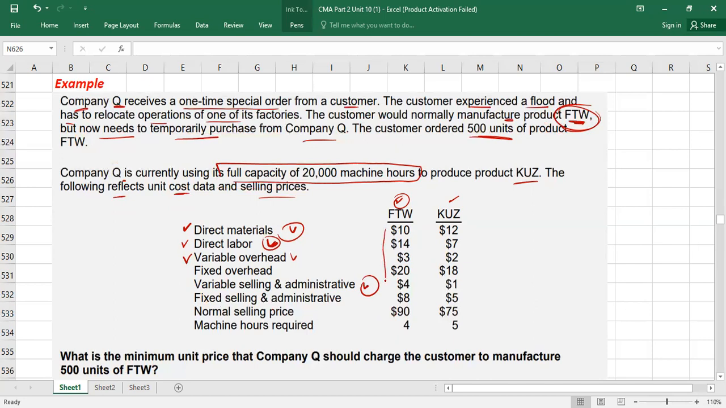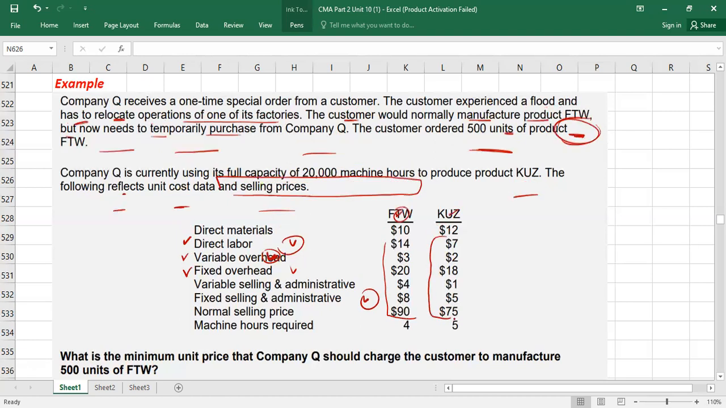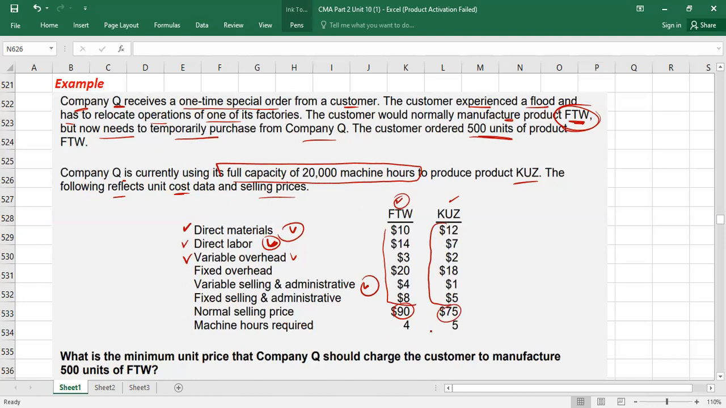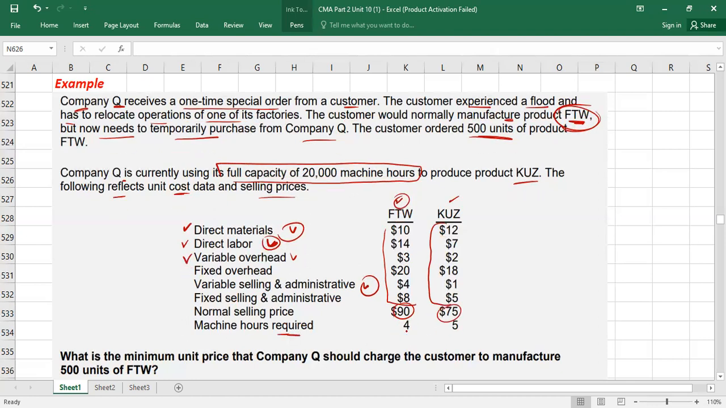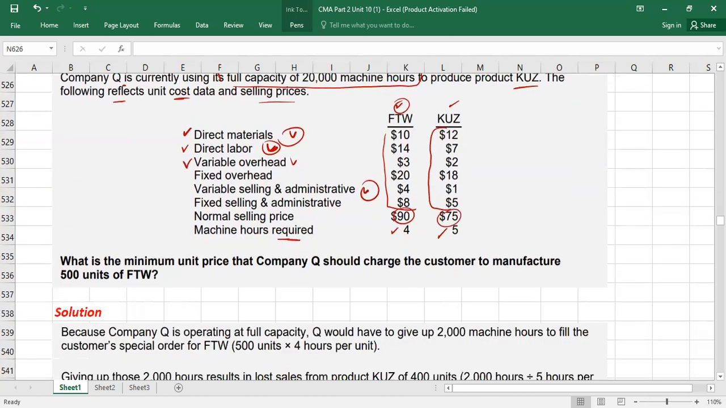If you add all these, this is the total cost of the product. And the selling price is available. Normal selling price is 90 and 75. Machine hours required per unit: 4 machine hours are required for product FTW and 5 machine hours are required for KUZ. So guys, please remember here. Whenever you want to calculate the cost of FTW, you would have opportunity cost also, because you have to stop the production of KUZ to proceed with this order, right?